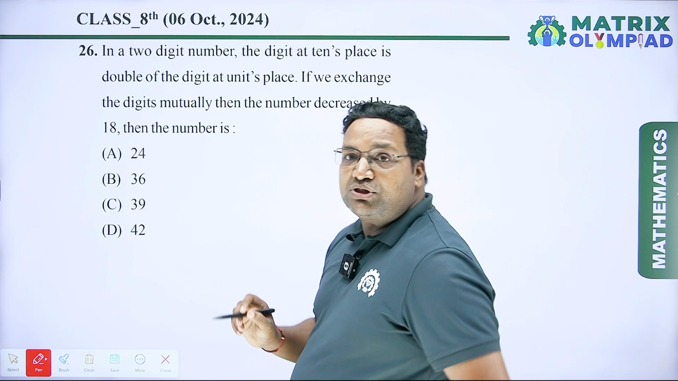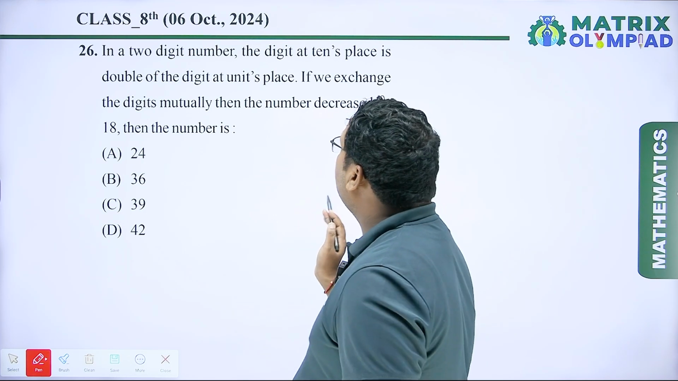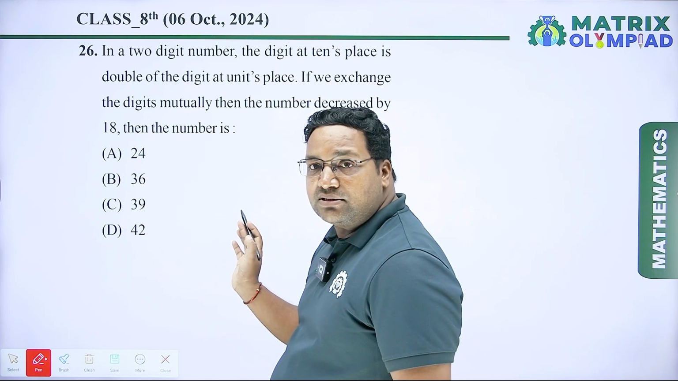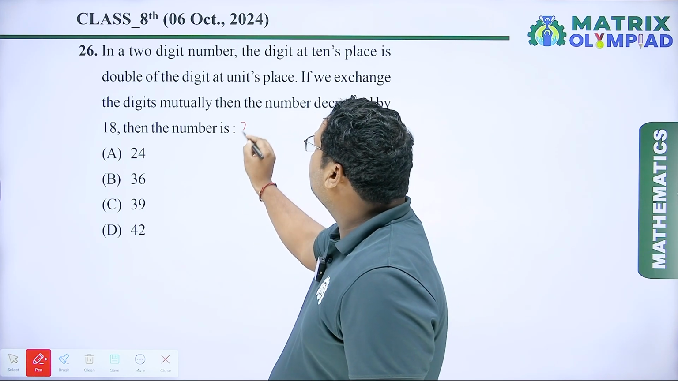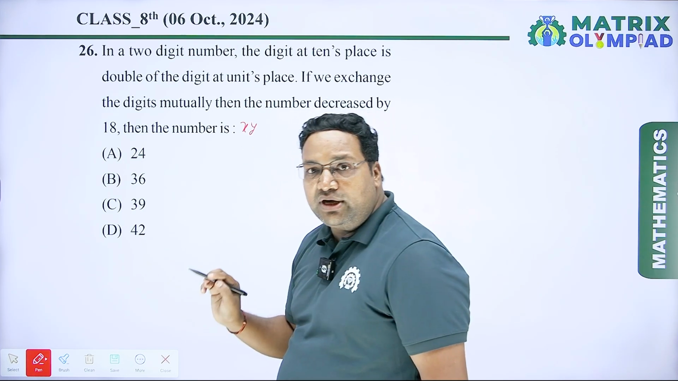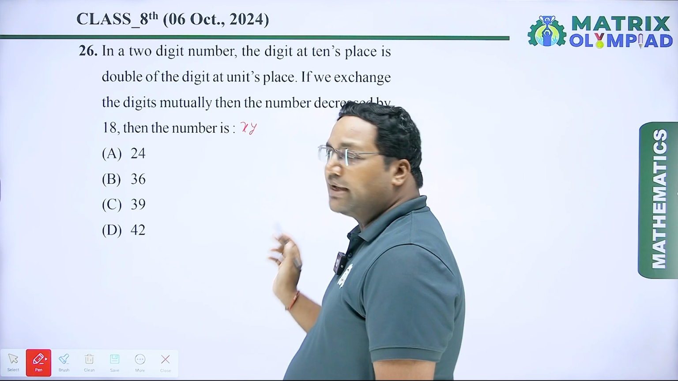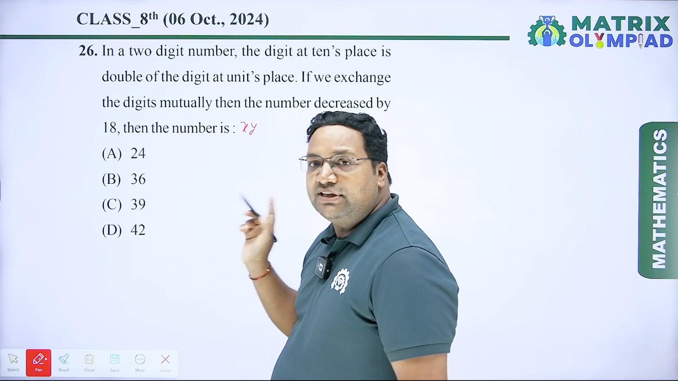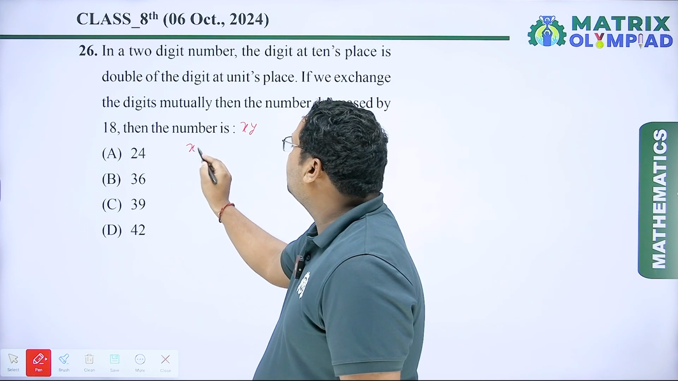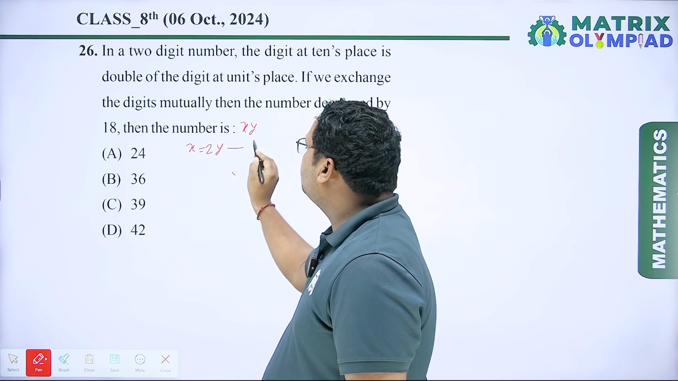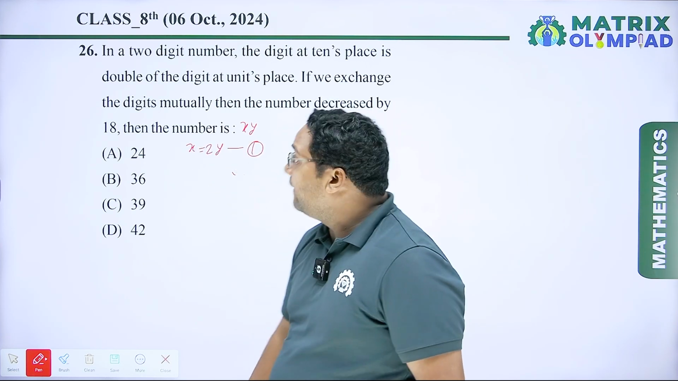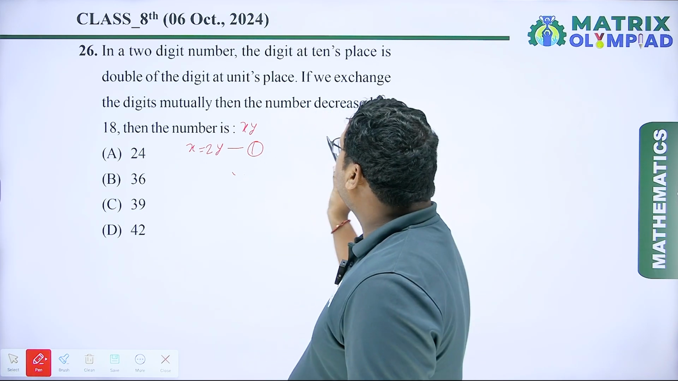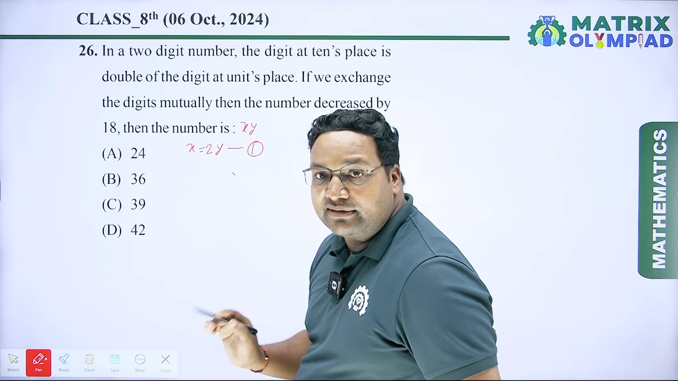Next question number 26. In a 2-digit number, the digit at tens place is double of the digit at unit place. So let's assume the number is xy. Here unit digit is y and tens digit is x. It is given the tens place is double of the unit place. So it means x equal to 2y. It is our equation number 1. Next, if we exchange the digits mutually, then the number decreased by 18, then the number is.